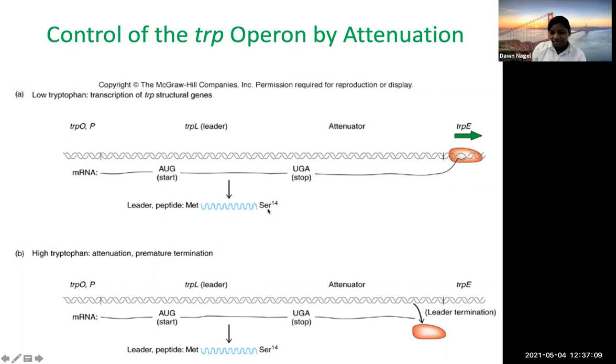And this region is able to really reduce the expression or the transcription of tryptophan. So in the case when you have low tryptophan, the polymerase is able to read through, and we'll discuss how that happens, can overcome this region and transcribe these genes. However, when you have high tryptophan, you have a premature termination. So the polymerase falls off before these genes can be transcribed. And that's due to what's happening here in this attenuator region, okay?